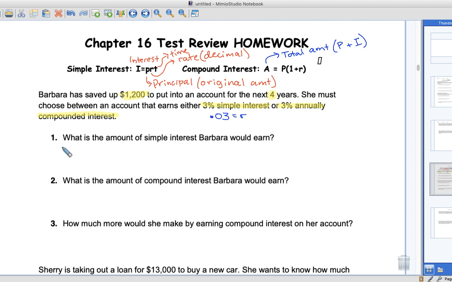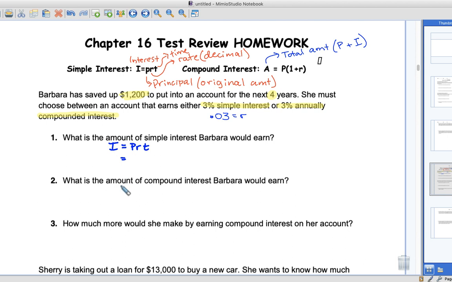Okay, so number one, what is the amount of simple interest Barbara would earn? So Parker, what formula should I be writing down? I equals PRT. All right, anytime you see simple interest, make sure you are using the simple interest formula. If you don't see where it says simple or compound, which one should you always use? Simple. Okay, so that'll be the next problem, does not specify. So if you don't see simple or compound, you're always doing simple interest.